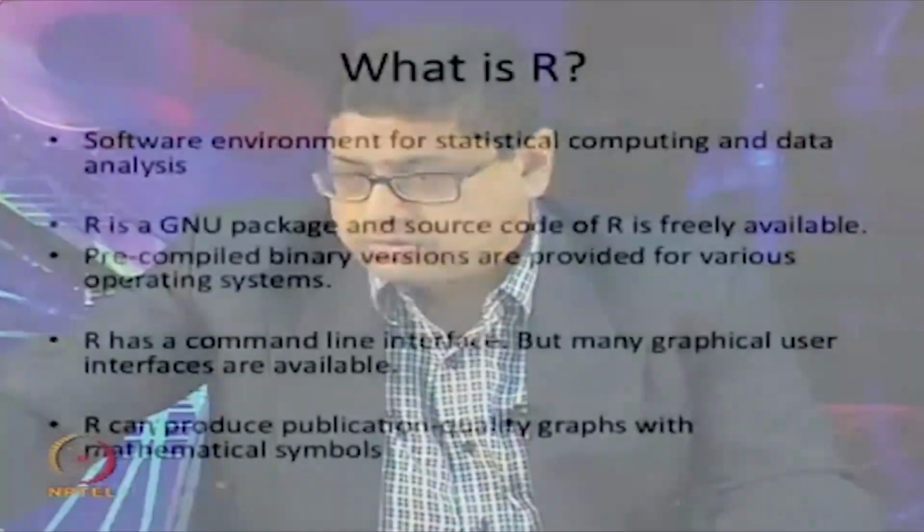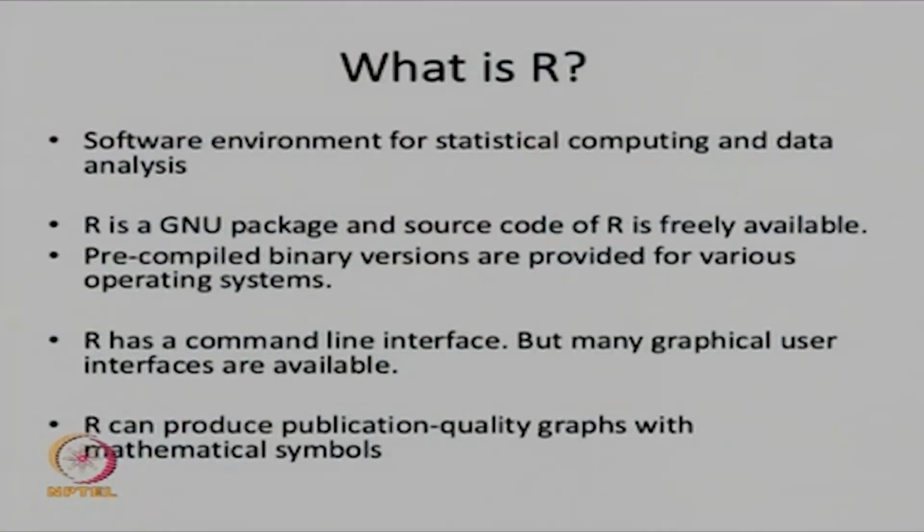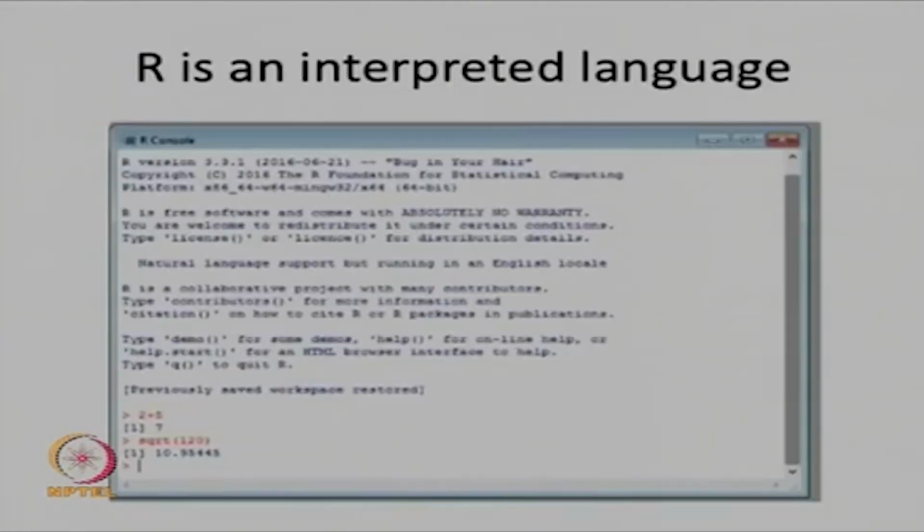So we will start with a brief recap of the R language and then solve a few examples in RStudio. Just to revisit our discussion of what R is: it's a software environment for statistical computing and data analysis. It's an open source package, freely available, and it has a command line interface. But since many users may not find a command line interface easy to handle, there are open source softwares which provide a graphical user interface, so that it is widely used. And the best part of R is that it can produce publication quality graphs with mathematical symbols. It's an interpreted language.